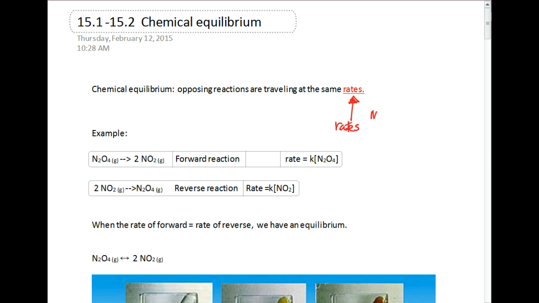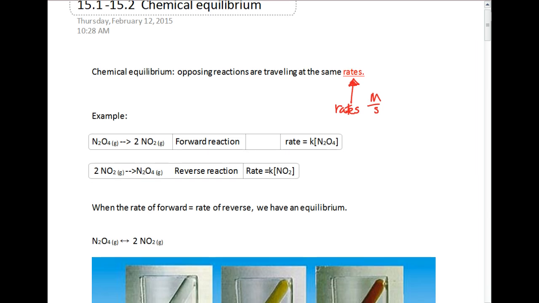It doesn't necessarily mean we're always going to have the same concentrations. We could, but we could not. But the rates are really what we're after. And remember, rates we measure from kinetics, typically in molarity per second, sometimes molarity per minute or hour, things like that. So let's give you an example of what we're talking about here with respect to chemical equilibrium.